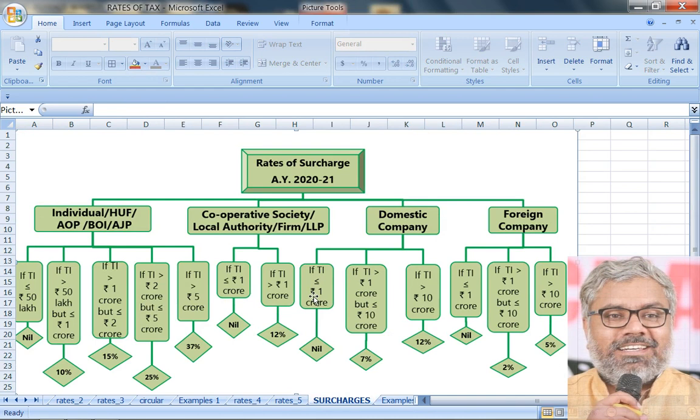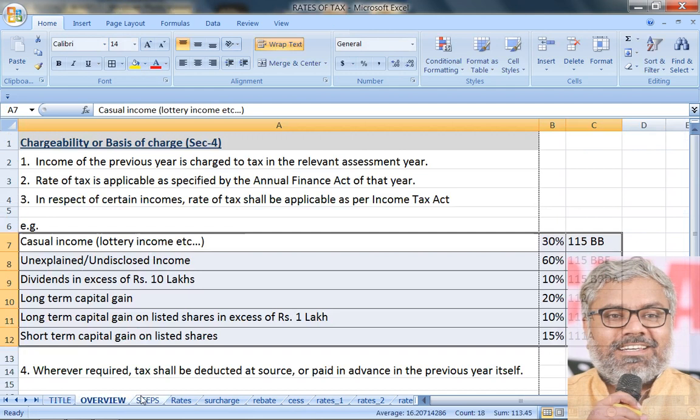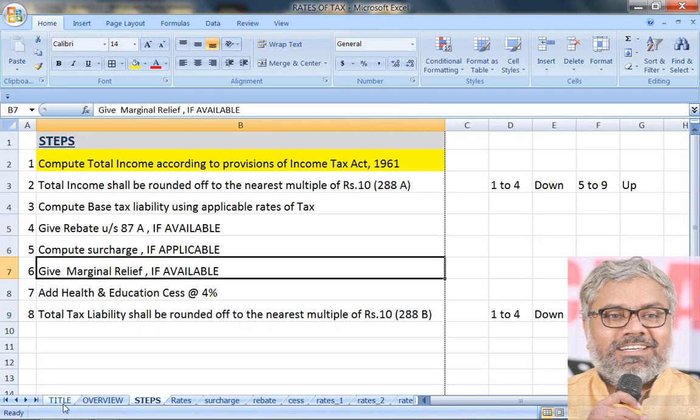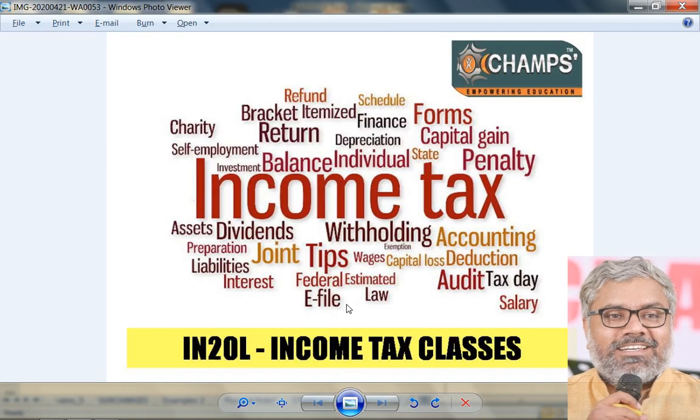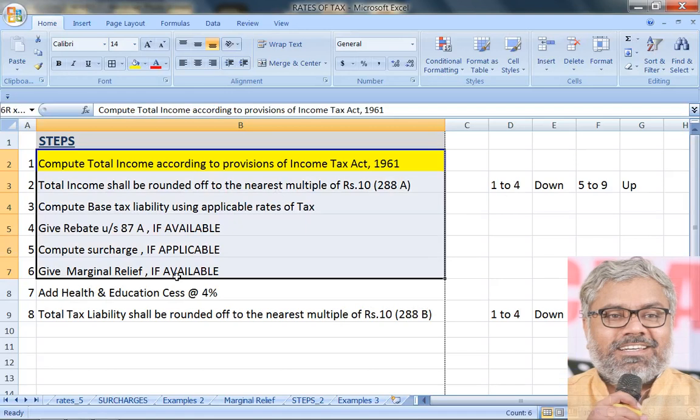So after the individuals, the next level of understanding for rates of tax is actually easier than individuals, but the only point to note is that surcharges have to be clearly remembered for each case. So with that, the computation of tax liability for all types of SSCs is completed. The objective of this chapter is achieved. But don't forget, we still have one sideline concept, that is marginal relief. We will come to that marginal relief in the next session. Right now all the steps are done.